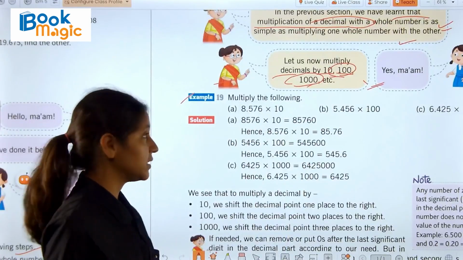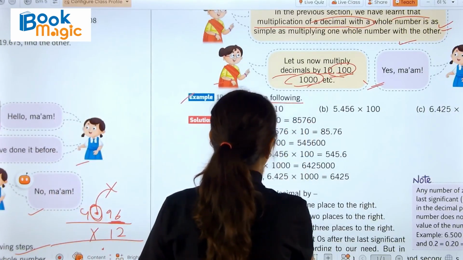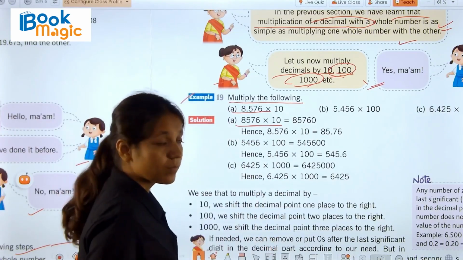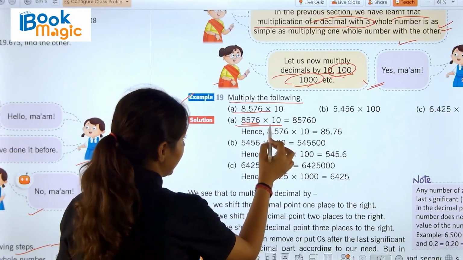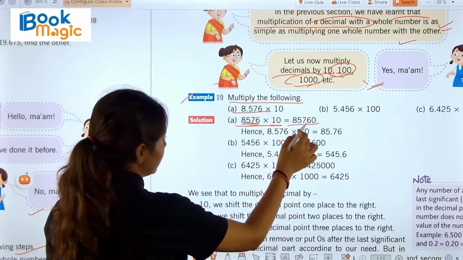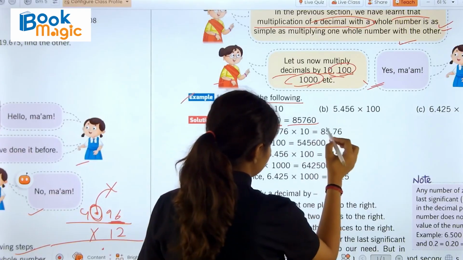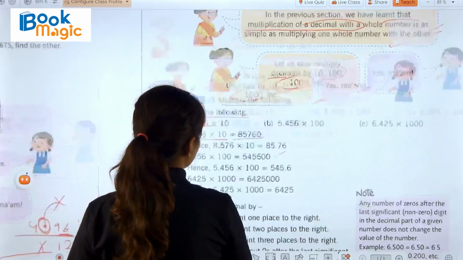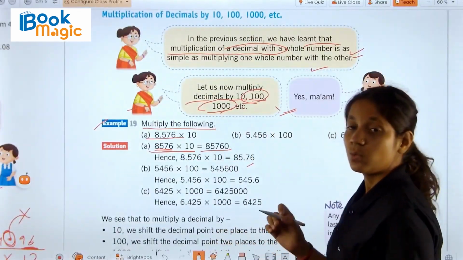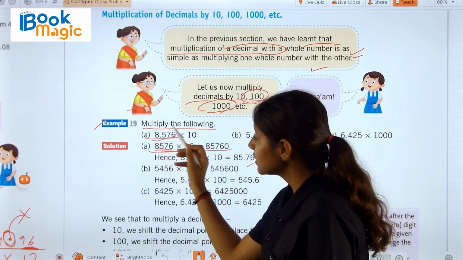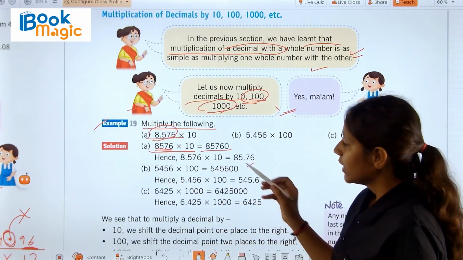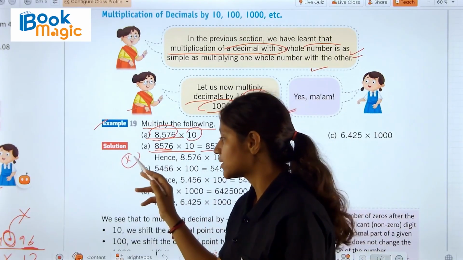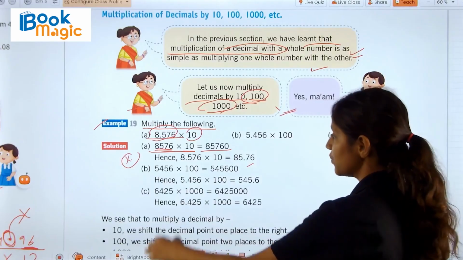Example number 19. Multiply the following: 8.576 into 10. So see, we have to just multiply them. Okay, 8576 into 10. So it will be 85760. Hence, this is 85.76. Okay, how we are getting this? Let's understand very clearly. See, हमारे पास ये नंबर था 8.576, into 10. So जब हम इसे मल्टीप्लाई करेंगे, we know we forget the decimal place. Okay, हम decimal place को भूल जाते हैं. So 8576 into 10.